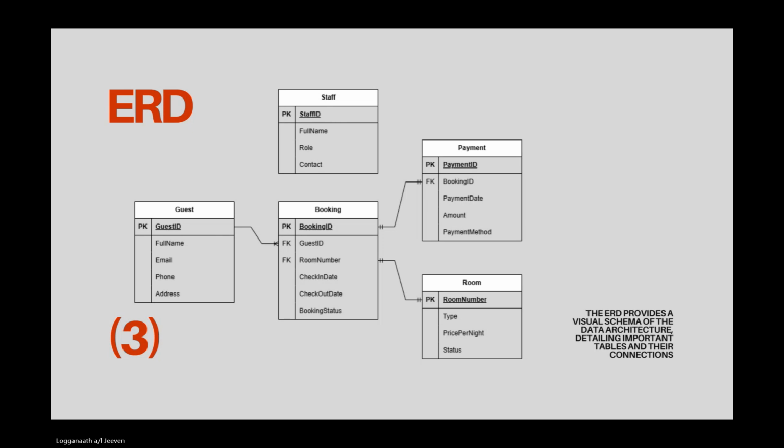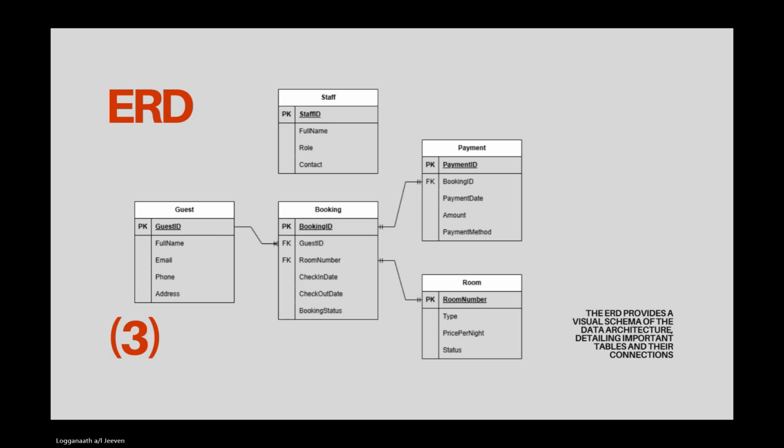For the booking table, we have booking ID, guest ID, room number, check-in date, checkout date, and booking status. Booking ID is the primary key, and guest ID and room number are foreign keys. For the payment table, payment ID, booking ID, payment date, amount, and payment method. Payment ID is the primary key and the foreign key is booking ID. For the last table, room number, type, price per night, and status. The primary key for the table is room number.